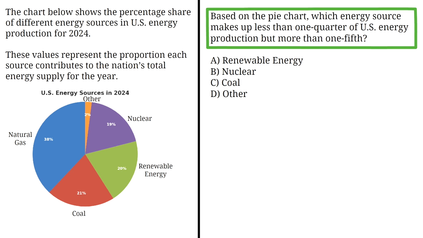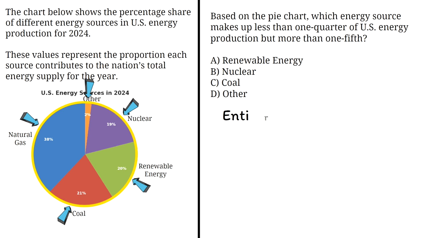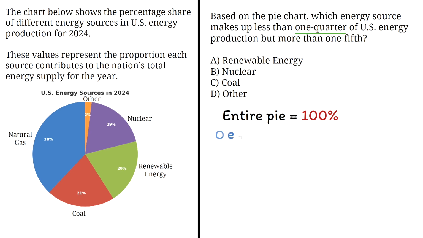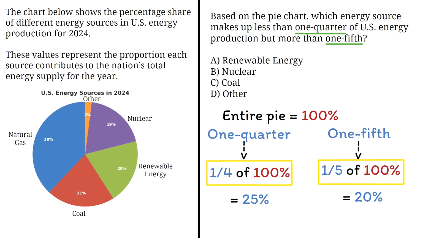Let's break that down step by step. The chart shows how much each energy source contributed to U.S. energy production in 2024. Each slice represents part of the whole year's energy total, with the entire pie equaling 100%. 1/4 means 1/4 of something. In this case, 1/4 of 100%. We calculate 1/4 of 100% to get 25%. 1/5 means 1/5 of something. In this case, 1/5 of 100%. We calculate 1/5 of 100% to get 20%.